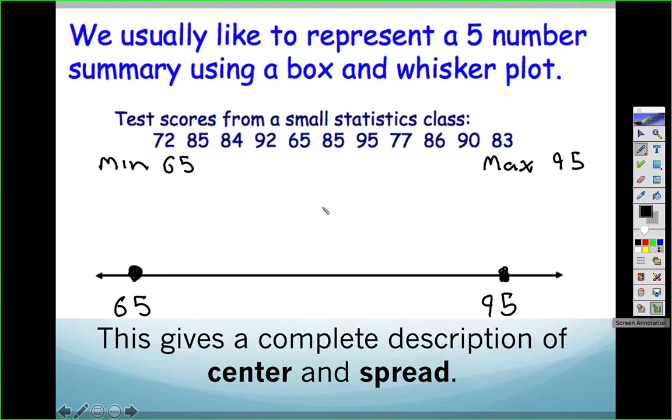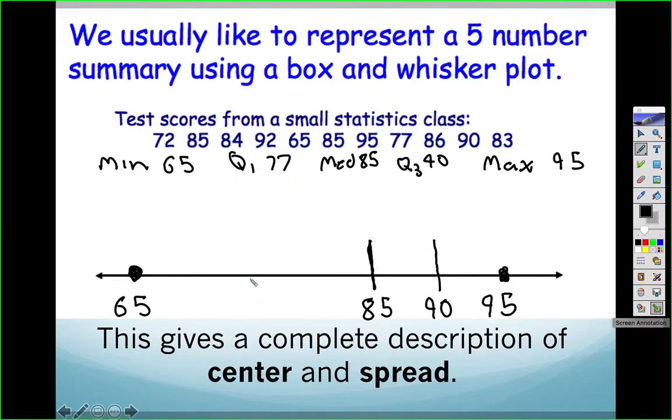Now we'll put the median in. The median of our data set was 85. Well, if you had to think 65 to 95, where is 85? It's two thirds of the way. So 85 is my median. And what you just saw is that will be a vertical line. 90 was my Q3. Q3, 90, median 85. 90, that's where the box will start. And then my Q1 was 77. So where's that? That's about 75, 77.